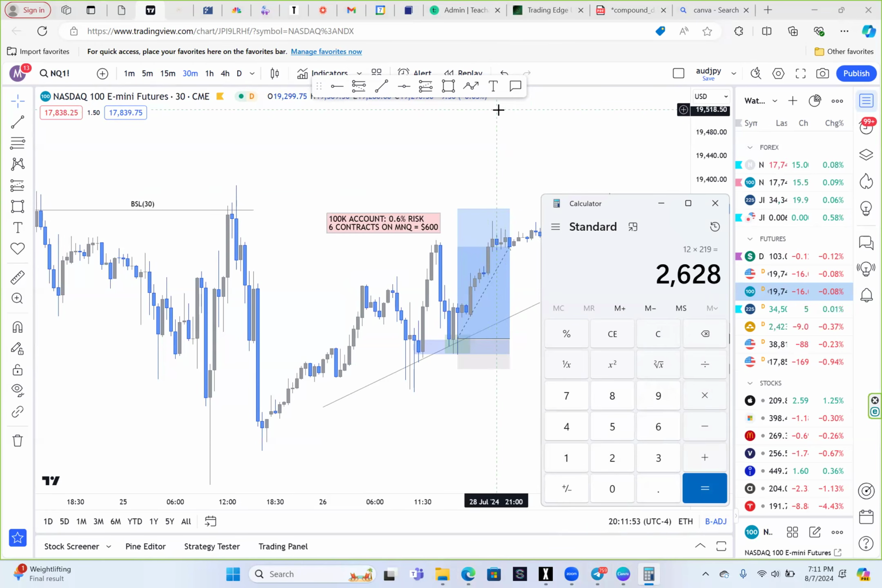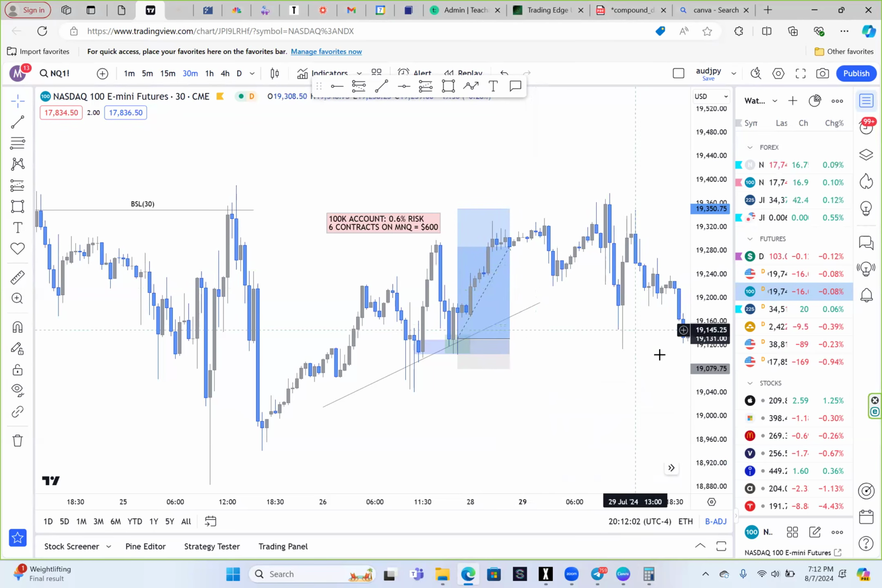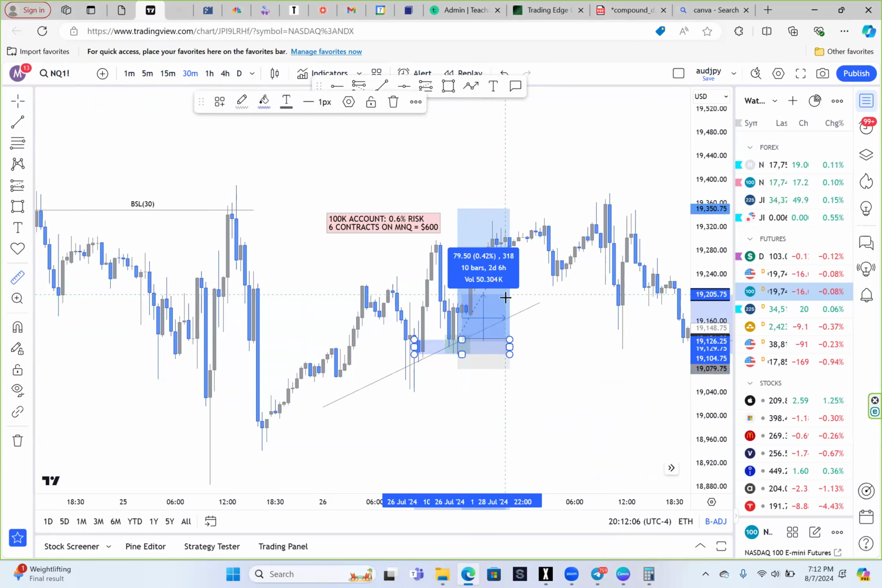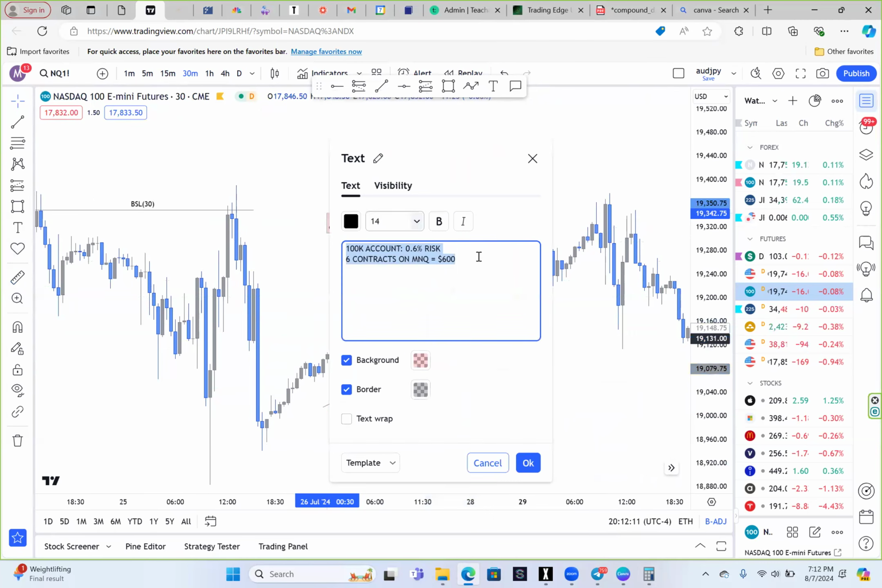Definitely worth it. Now, of course, there's other things that go into play, like taking partials. For me personally, once price gets to 50 points, I take my half partials off the trade. So let's say this trade went up to 50 points, which was here. I would take partial profits off the trade. So let's write that. Once price gets to 50 points, I take half the trade off, move stop loss to break even, and leave the rest running.